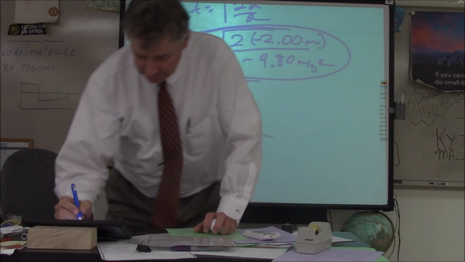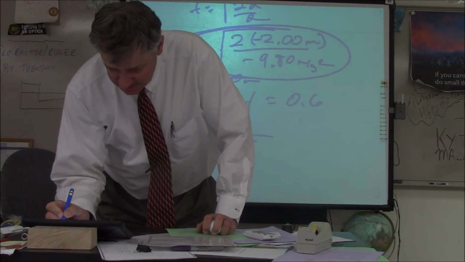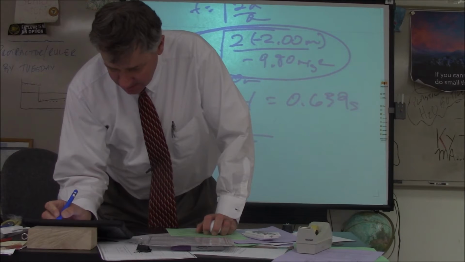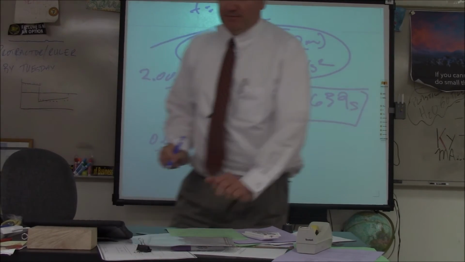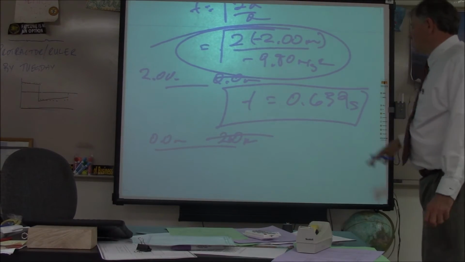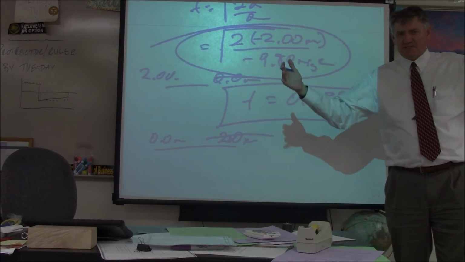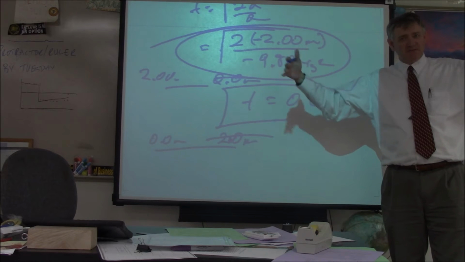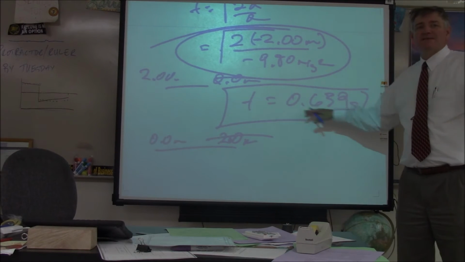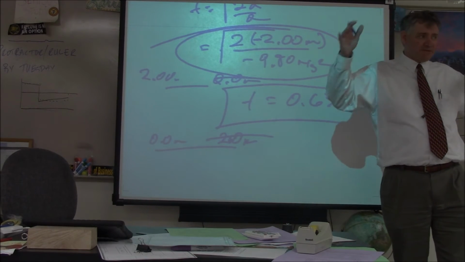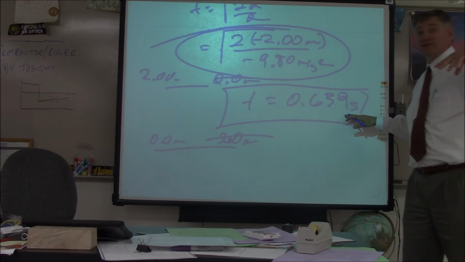0.639 seconds. Okay? Now, if you consider 1 second is like 1 Mississippi, okay? 1 Mississippi, 2 Mississippi, okay? So this is about 1 Mississippi. Not a whole Mississippi, it's 0.639 of a Mississippi.